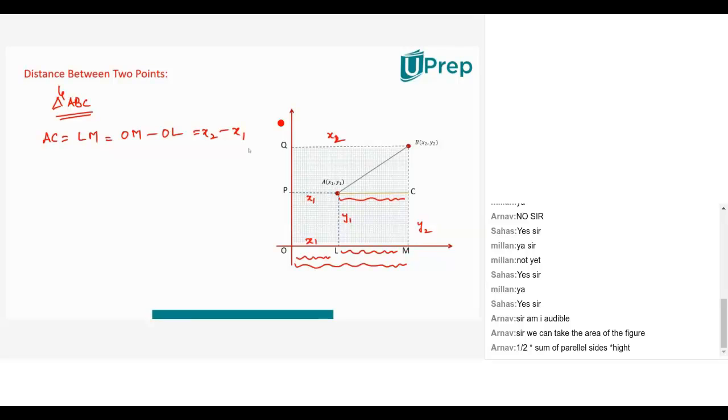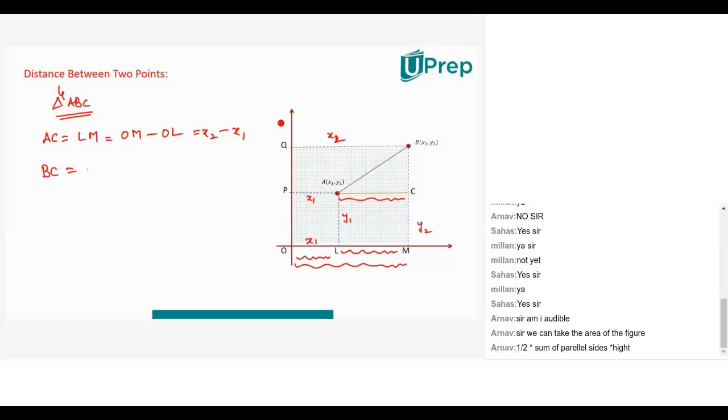Is that AC length clear to all? Bhumika, Milan, Alifia. Yes, sir. Yes, good, sir. Arnav is back. It's clear. Now I need the BC length.